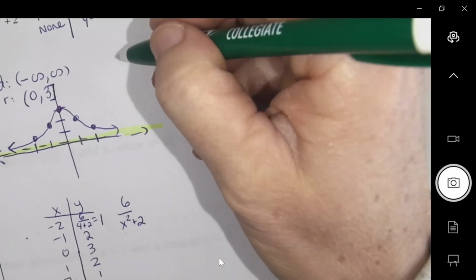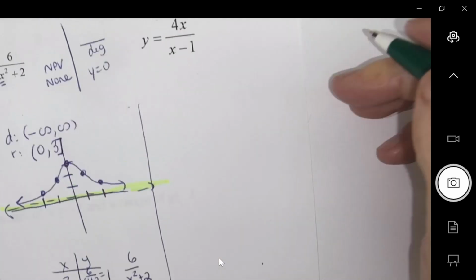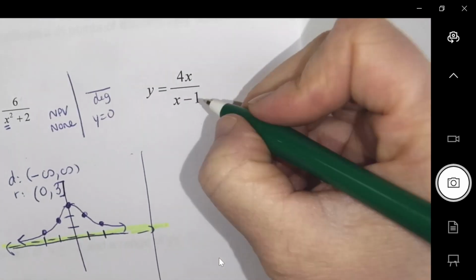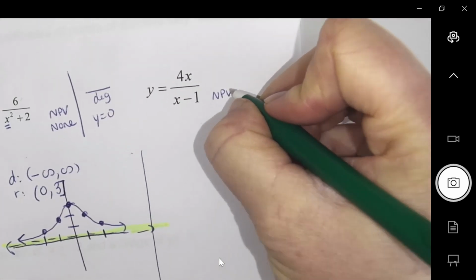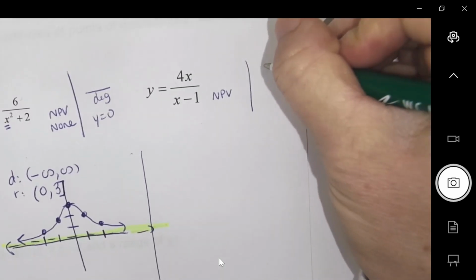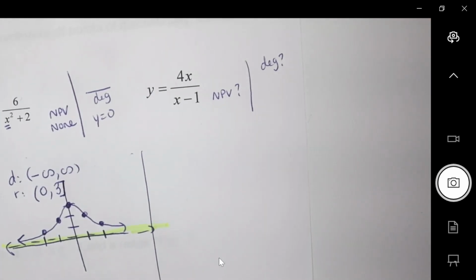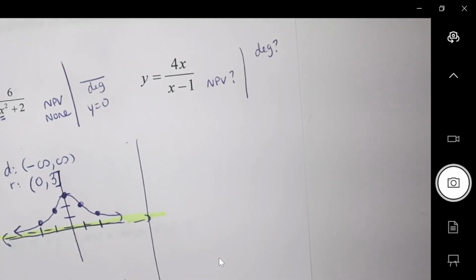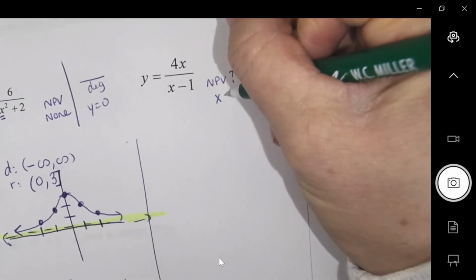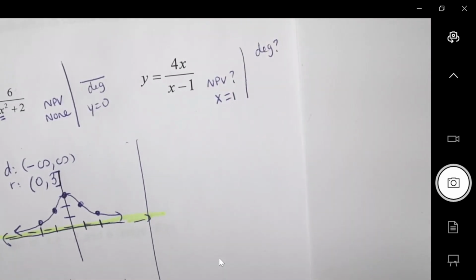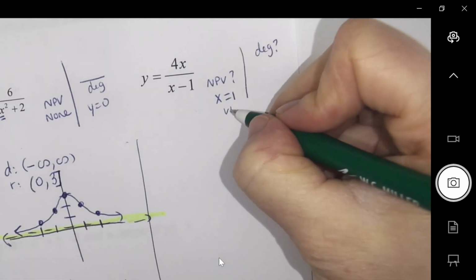Okay, then we have this one. So my first question is, what is not permitted? x equals 1 is not permitted. And does it cancel? No. So it's a vertical asymptote.